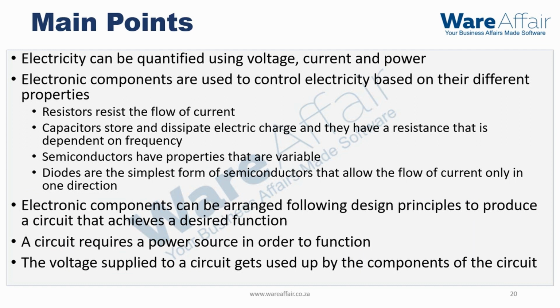Semiconductors have properties that are variable. Diodes are the simplest form of semiconductors that allow the flow of current only in one direction. Electronic components can be arranged following design principles to produce a circuit that achieves a desired function. A circuit requires a power source in order to function. The voltage supplied to a circuit gets used up by the components of the circuit.